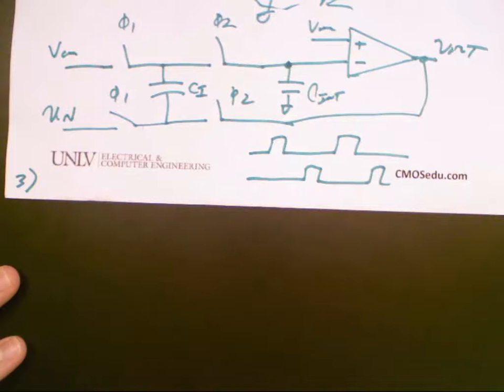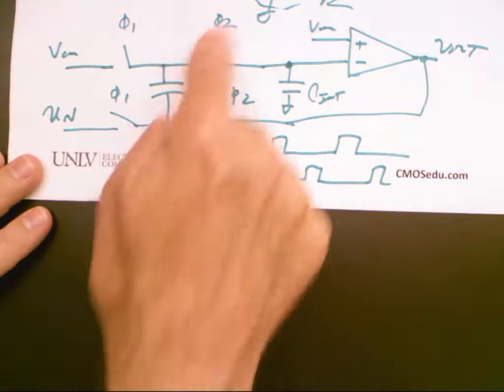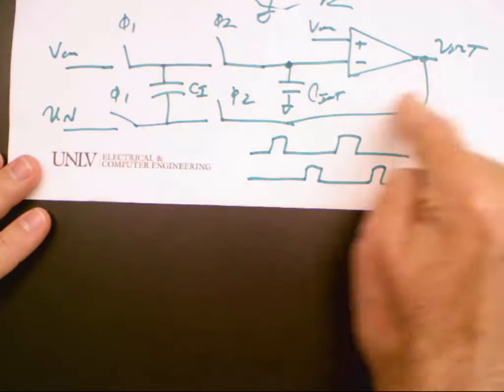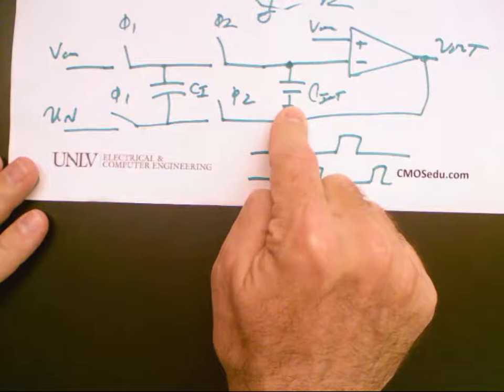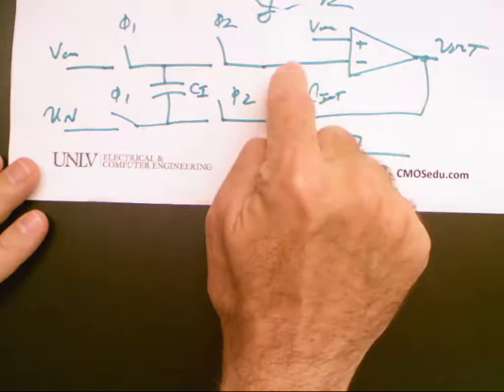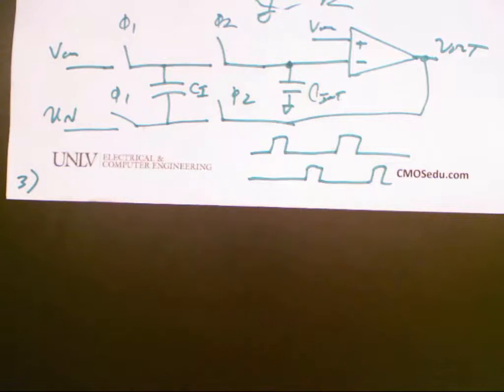Okay, wait a sec. So this is at VCM. Then when I close this switch and close this switch, won't I feed a pulse back around and have a capacitive divider? So won't I still get wiggle right here? Yay or nay?